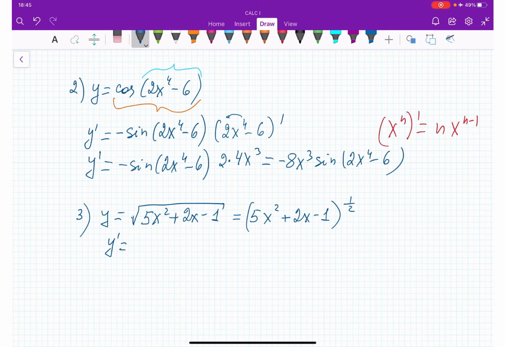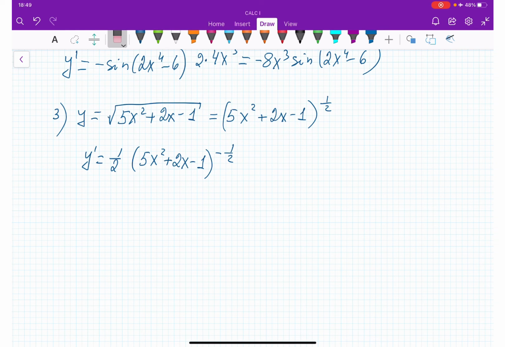So we are using the formula (x to the power n) prime. It's going to be 1/2 comes in front. And we have (5x squared plus 2x minus 1), and we need to do 1/2 minus 1, right? Because of this formula, n minus 1. And it's going to be negative 1/2, right? And then we need to get inside. We took the derivative of the entire expression, (5x squared plus 2x minus 1) to the power 1/2. So practically we took the derivative of the 1/2. And now I have to get inside and take the derivative of 5x squared plus 2x minus 1.